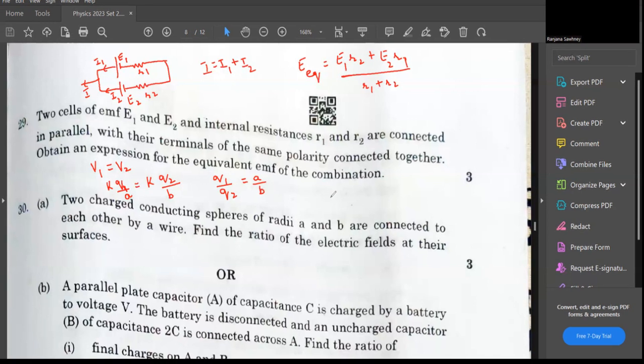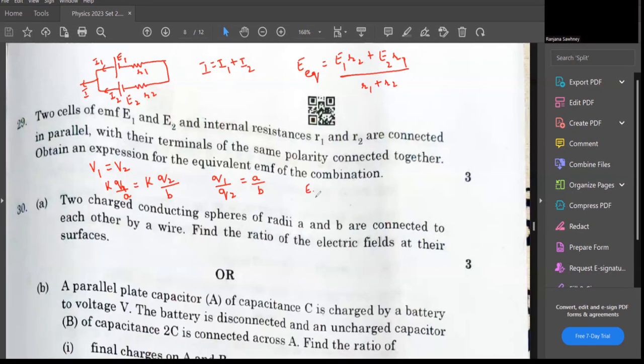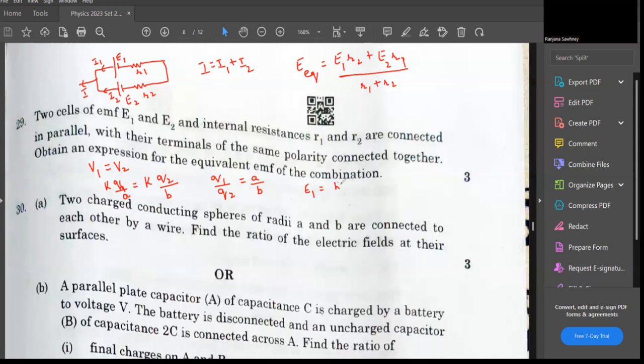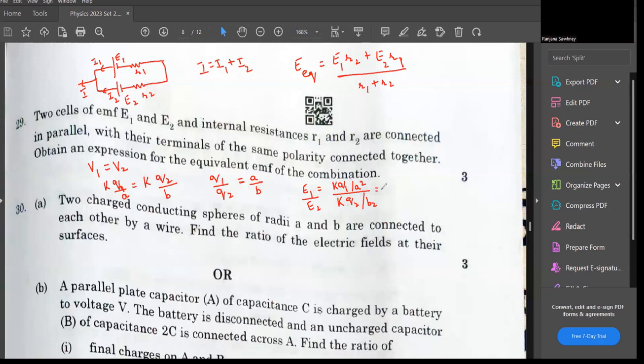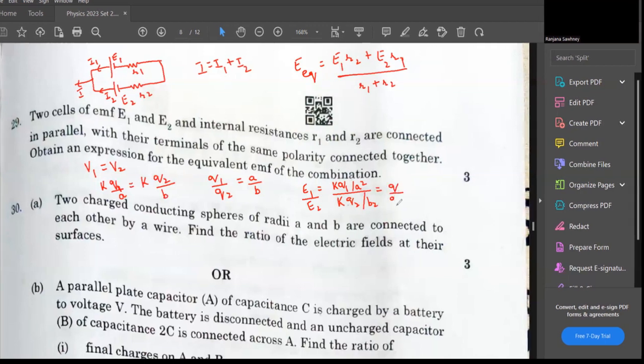Now here you have to find the ratio of the electric fields. E1 is KQ by R square, so K Q1 upon A square, upon E2. E2 is K Q2 upon B square. So this is equal to Q1 upon Q2 into B square upon A square. From here, Q1 upon Q2 is A upon B. So the ratio of the electric fields will be equal to B by A.